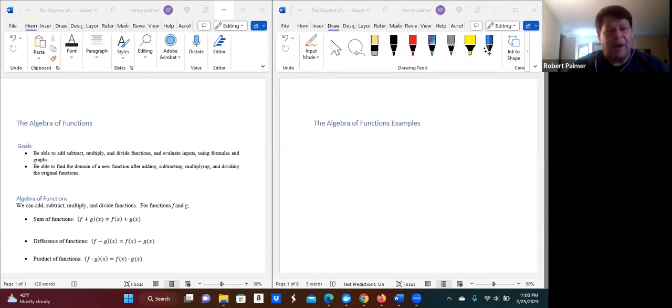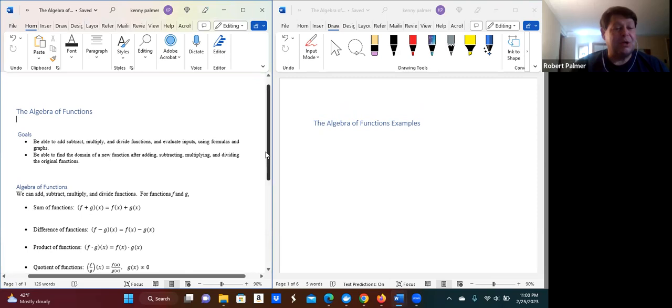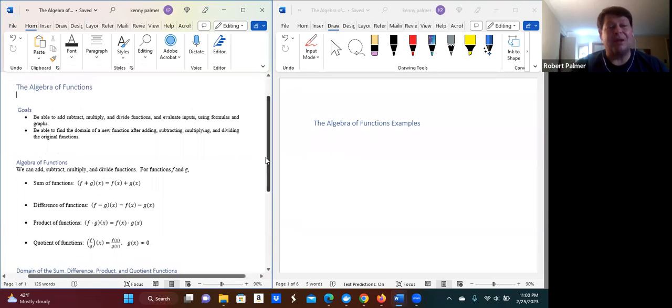Hello, everyone. Welcome back. So today we want to learn about the algebra of functions. Let me explain what that means. Our goal is to be able to add, subtract, multiply, and divide functions, evaluate inputs using formulas and graphs. And then we'll also be able to find the domain of this new function we create by adding, subtracting, multiplying, and dividing functions.